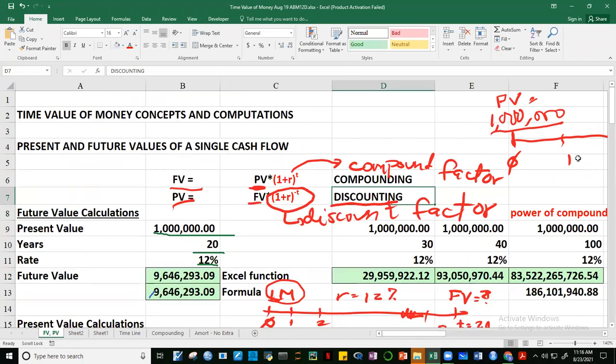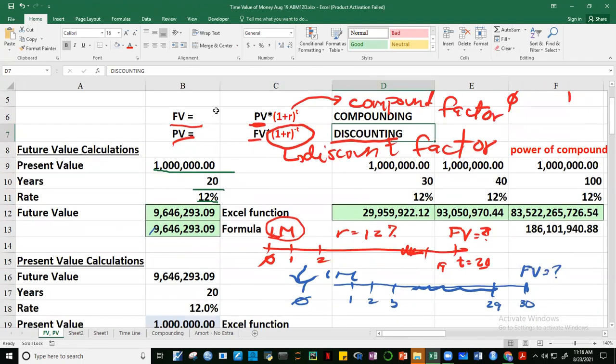Okay, so we have some examples here. Let's suppose we have 1 million now. How much is it 20 years down the road at 12%? So this is an example of a compounding problem.